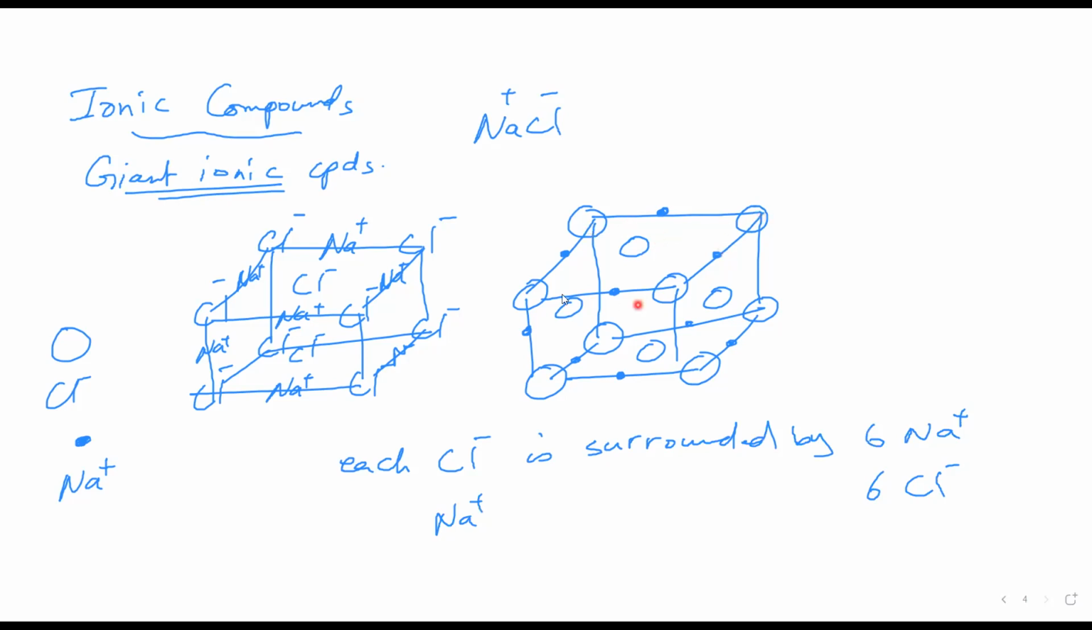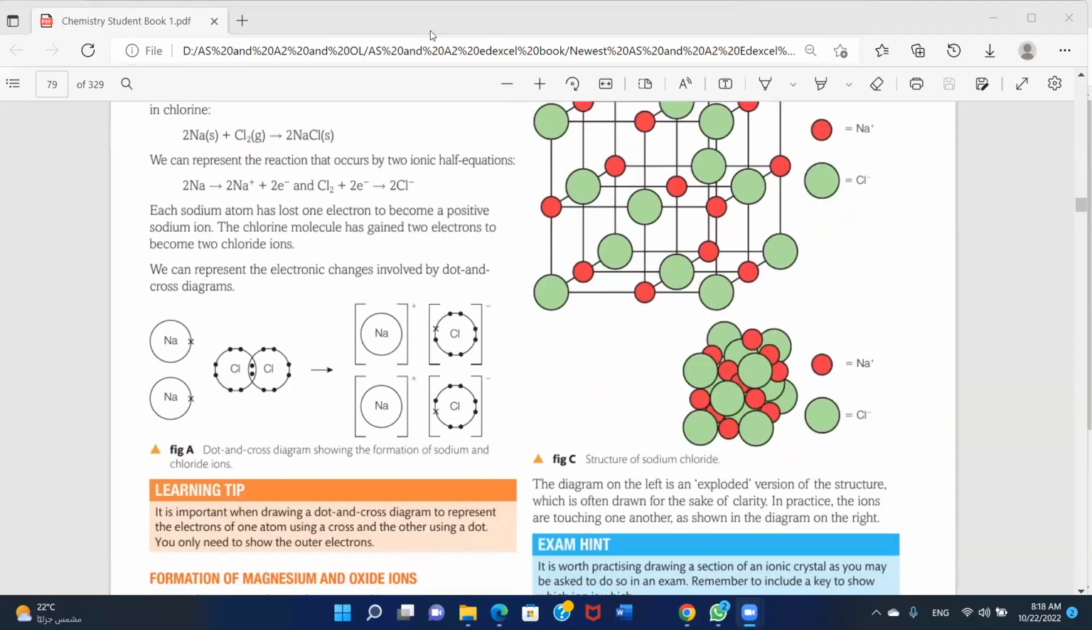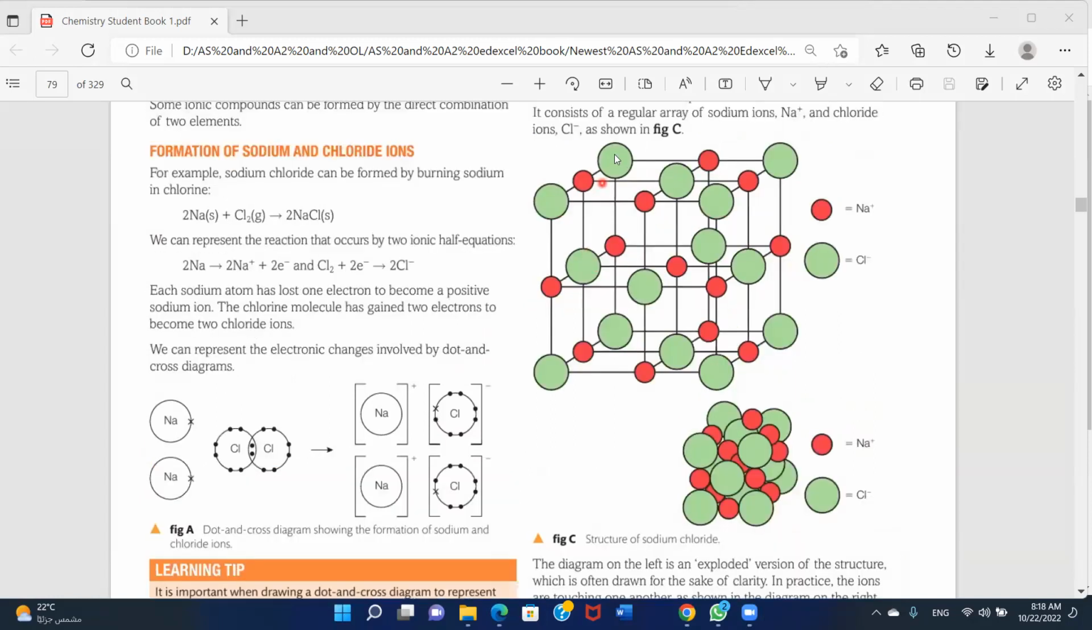Of course, when we draw this structure, we have to show that in between every 2 chloride ions, we have a single sodium ion. But of course, the ions are directly attached to each other. They are not separated. We draw them in this form because we want to show how the bonds are formed. But in the real case, you will see that the sodium and chloride ions are touching each other. You see here in this photo, they are touching each other. We draw them separated to show the bonds.